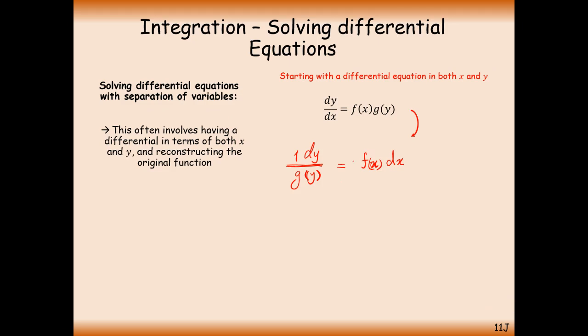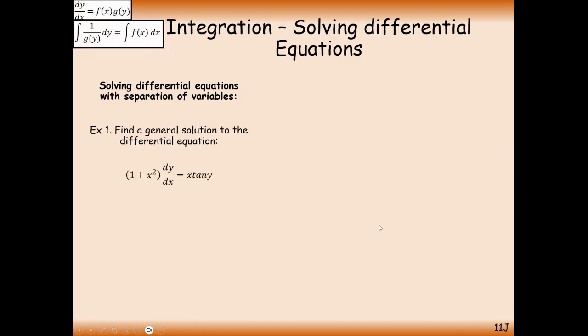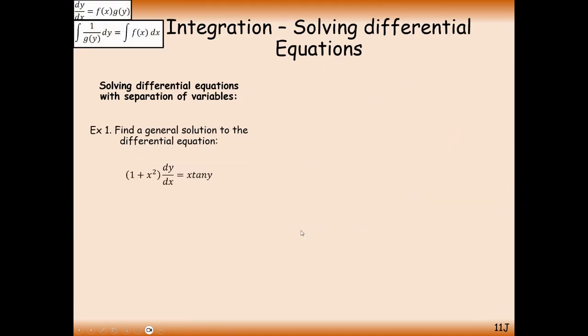At this stage, what we can do is put an integral sign, because this d of y means integrate with respect to y, and this d of x means integrate with respect to x. Okay, so multiplying both sides by dx and dividing by g of y gives us this format, and we will have to integrate both sides with respect to corresponding variables. That means solving two integrals. Let's see an example.